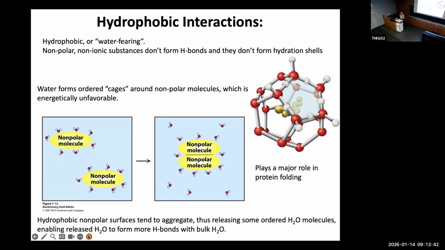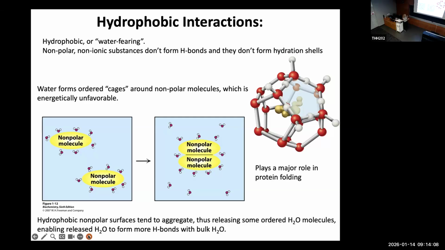So you can imagine, and this is related to energetics and things liking to be disordered. There's a level of entropy that things like to go towards. And in this case, water likes to have entropy. It likes to be able to move around and change position and not be locked into a certain position.